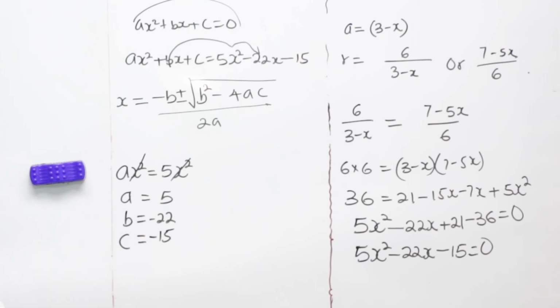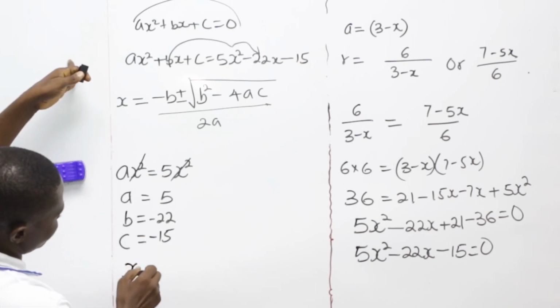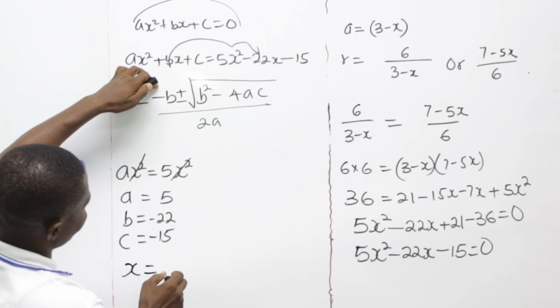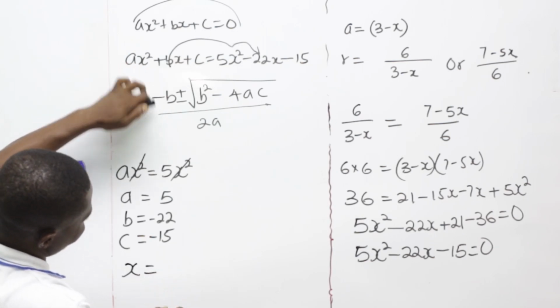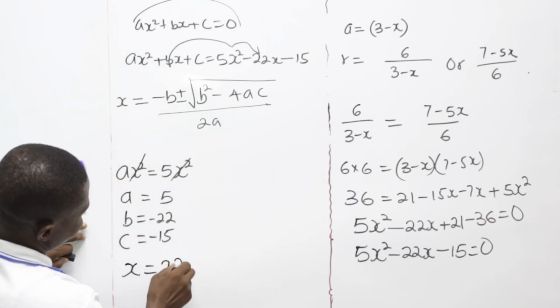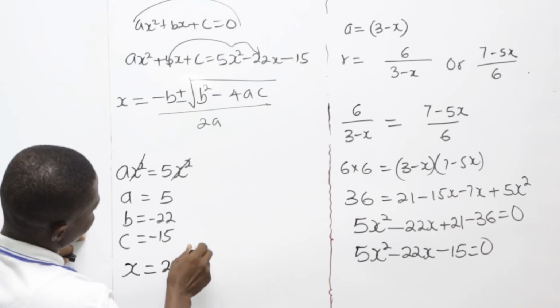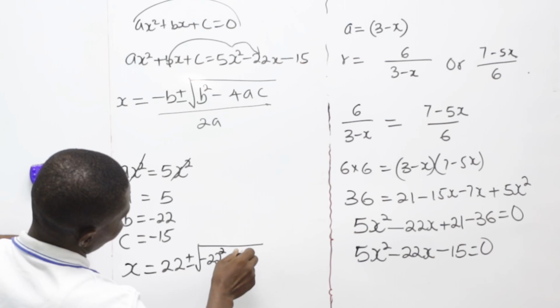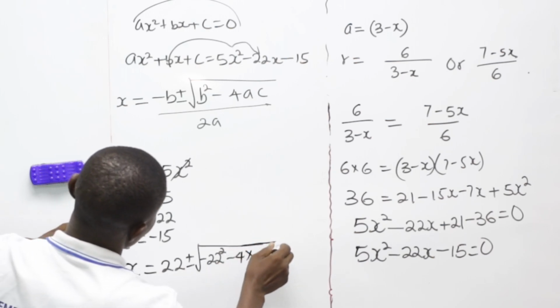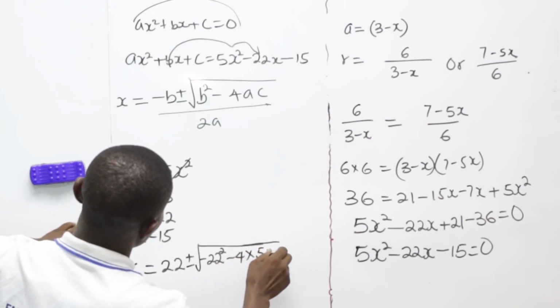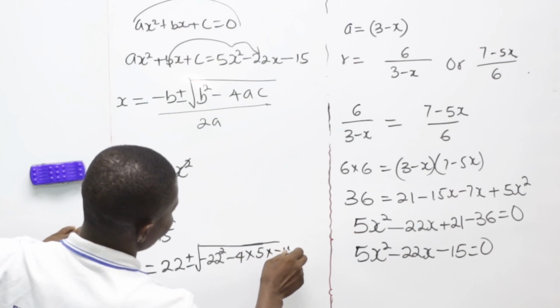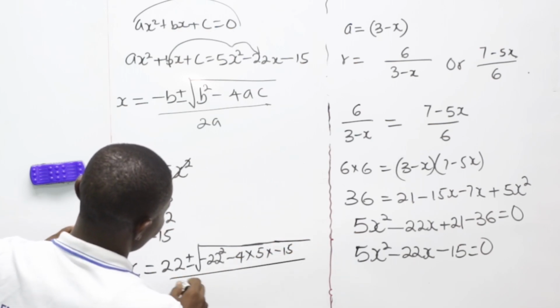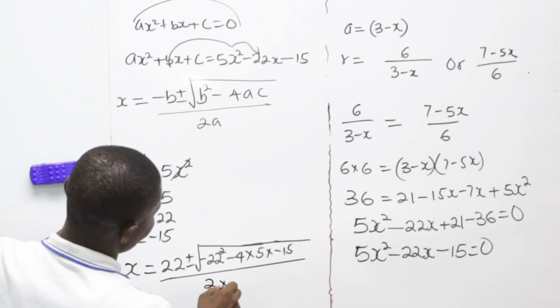Now we are good to go. Our x here now will be minus b. Minus minus is plus, which is 22. Plus or minus square root of who? Minus 22 squared minus 4 times a, which is 5, times c, which is minus 15, all over 2 times 5.